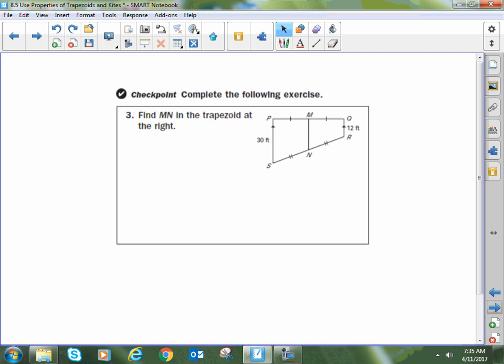Alright, so here we're looking at the mid-segment formula. Again, we want to know how long segment MN is when I know the lengths of the bases. Starting off with the formula, half of base 1 plus base 2, substitute your numbers, 12 and 30, I should say, for the bases. Combine your like terms inside the parentheses, and we get 42. Half of 42 says the mid-segment in this case would be 21 feet.